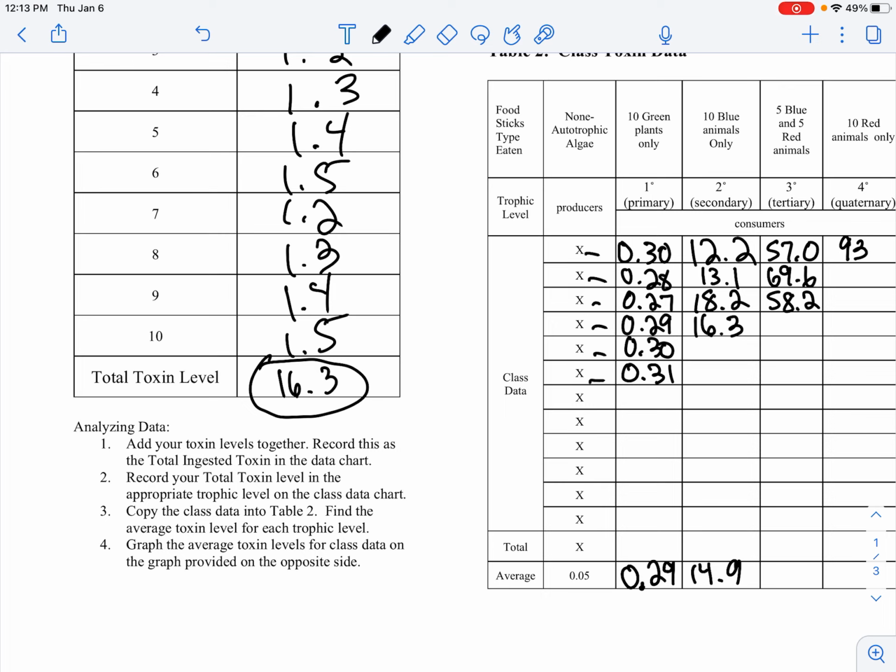Do the next one. This time, we're dividing by 3 because we only have 3. Point six. Sixty-one. What'd you get? 15. For this one? 61.6. Yeah, that was 15.0. 15.0.